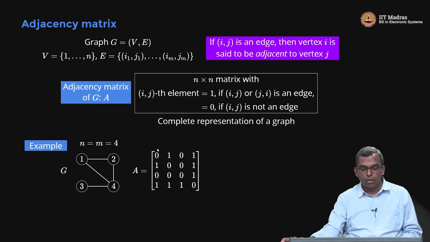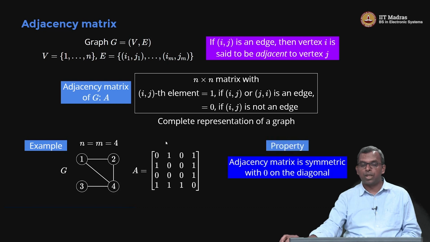This is G. So I have 1, 2, 3, 4 representing the 4 nodes here, and 1, 2, 3, 4 representing the 4 nodes here. The first node is not connected to itself, so 0, and it's connected to 2, so 1. It's not connected to 3, so 0. It's connected to 4, so it's 1. Likewise, every row is put up. Look at the third row. Node 3 is only connected to 4. It's not connected to anywhere else. So you have 0, 0, 0, 1. Likewise, you have the whole adjacency matrix A.